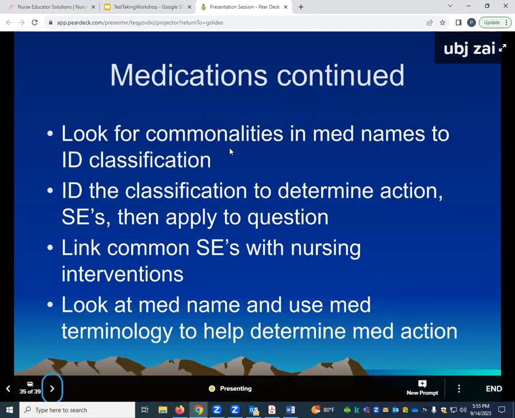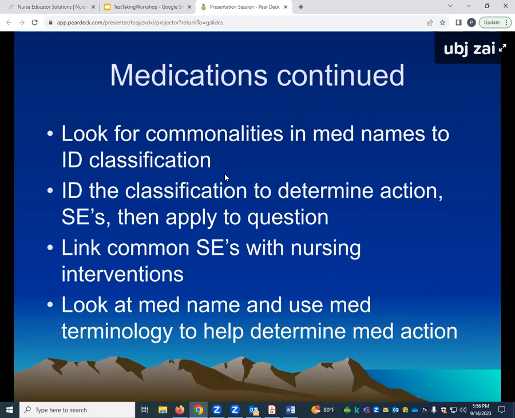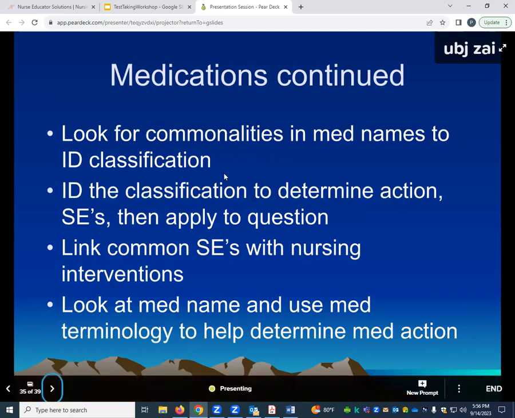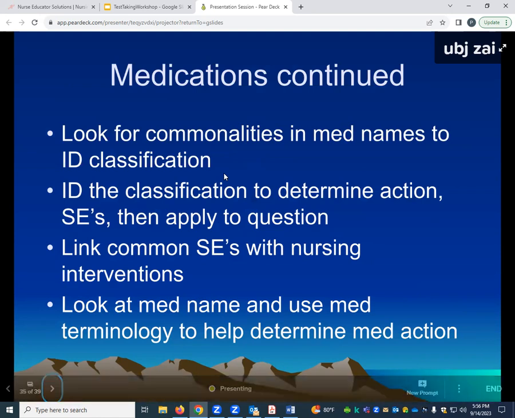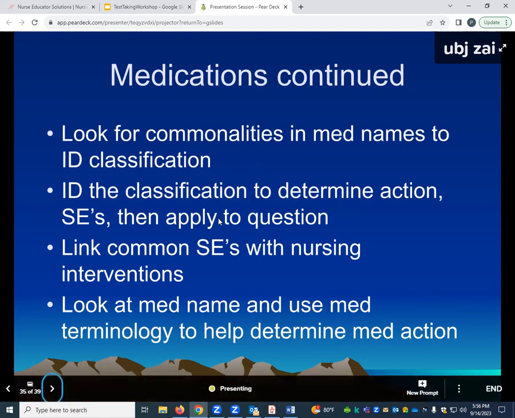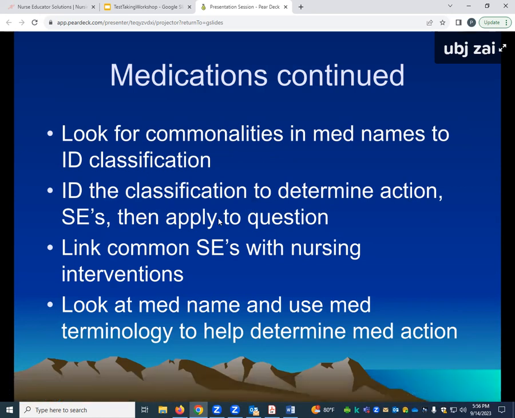Look for commonalities in med names and identify the classification. The prils are the ACE inhibitors, the olols are the beta blockers. So learn your general names and the prefixes and suffixes of medications, which will help to identify the classification. Then you can say, okay, I know what the side effects are for ACE inhibitors, so I can apply that to the question, things that I'm going to be worried about. And finally, when all else fails, look at the med name and use medical terminology to help determine the action.